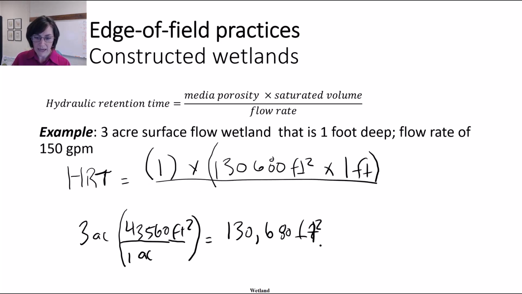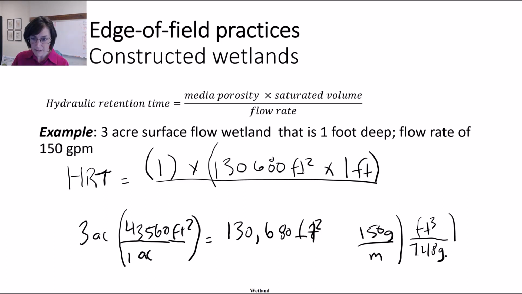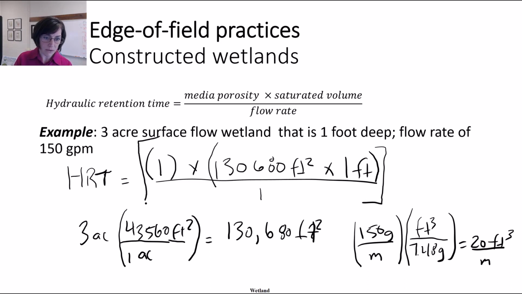divided by my flow rate. So I'm going to do 150 gallons per minute, and I know there's 7.48 gallons, got to get my conversion right, in a cubic foot. 7.48 gallons in a cubic foot, so I know my 150 gallons per minute is actually 20.1 cubic foot per minute. So then on the bottom, I'm going to put that over 1, just so I can divide my equation out, have my units straight.